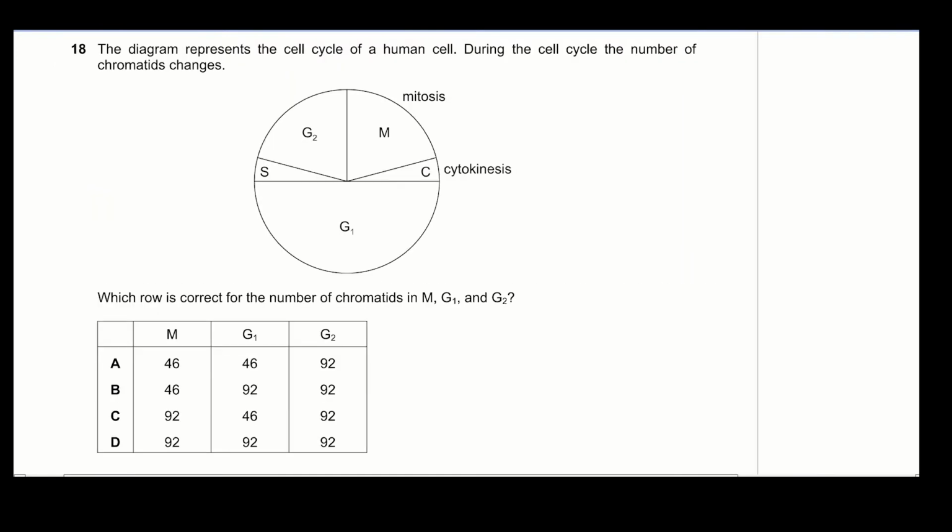It represents the cell cycle of a human cell. During the cell cycle, the number of chromatids changes. Which row is correct for the number of chromatids in M, G1, and G2? As we all know, the first point here is that S phase is where DNA replication takes place. Therefore, the number of DNA after this phase, up until cytokinesis where it splits again, is going to be doubled.